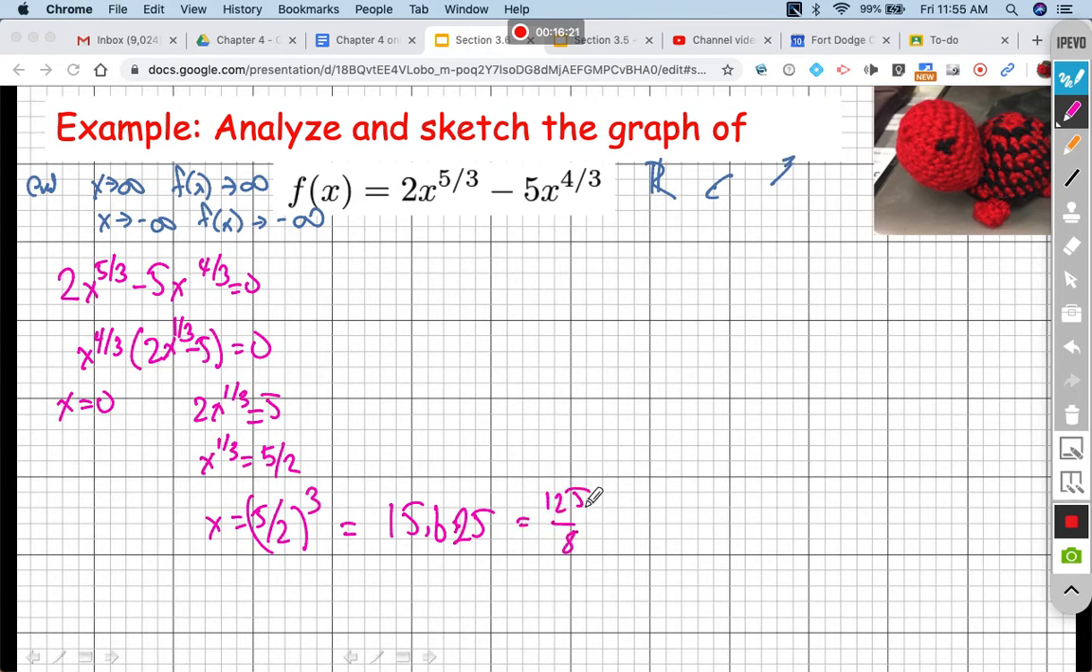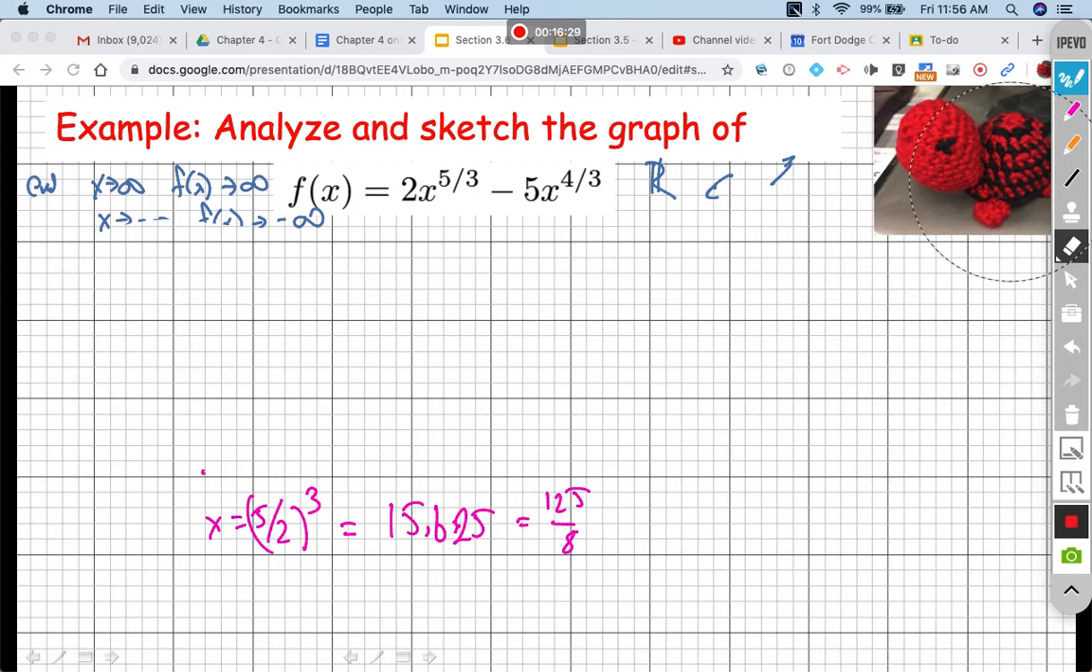If you like the fractions, go with it. Since we're graphing, I'm going to go with the decimal here. So let me write these down so I can remember them. So we have x-intercepts at 0, 0, and at 15.625, 0. So obviously I'm going to have a y-intercept at 0 as well.